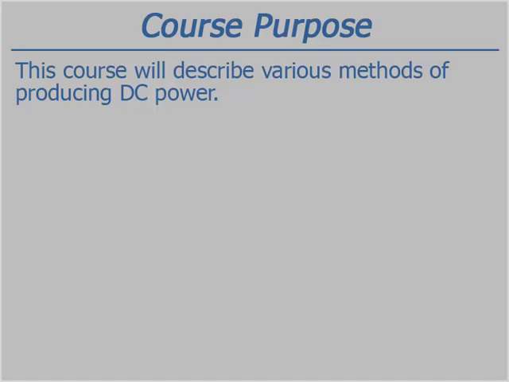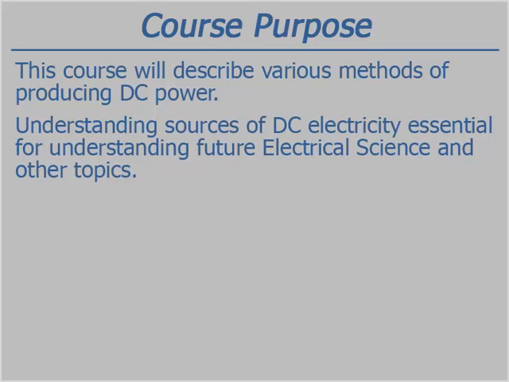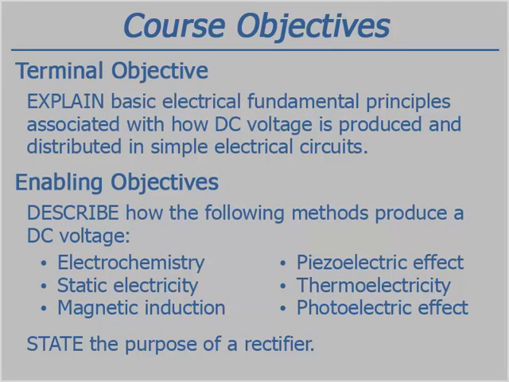This course will describe the various methods of producing direct current, or DC, electrical power. An understanding of these DC sources of electrical power will be essential for understanding future electrical science and other topics. These are the objectives for this course.